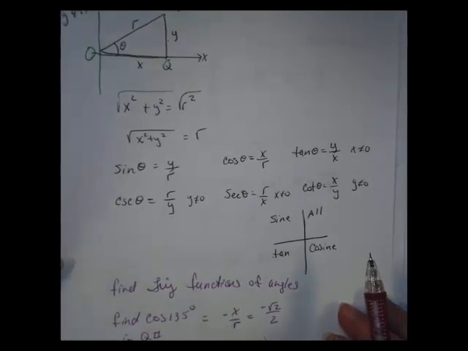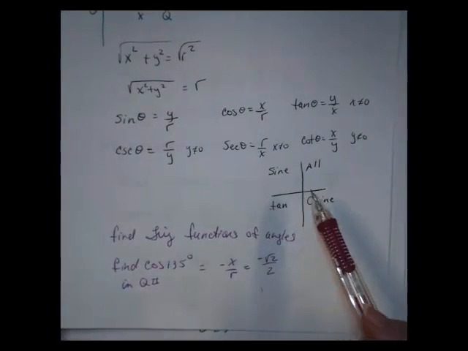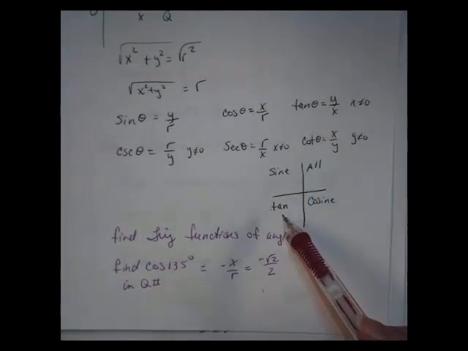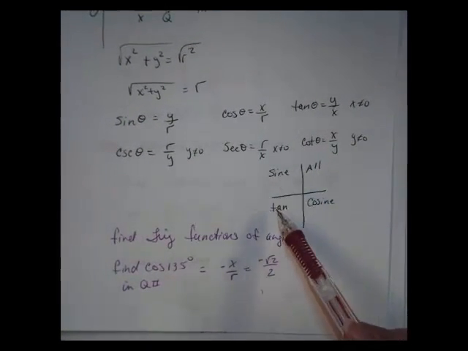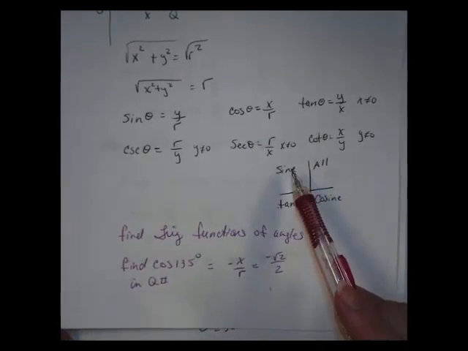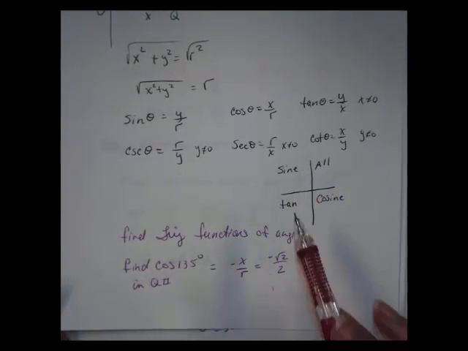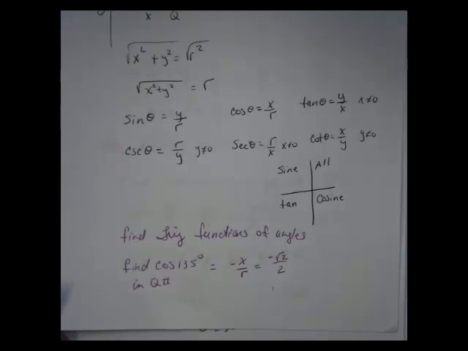We also reminded ourselves that we could remember the signs of what was happening by all students take calculus. So all are positive. Sine is positive in quadrant 2. Tangent is positive in quadrant 3, and cosine in quadrant 4.